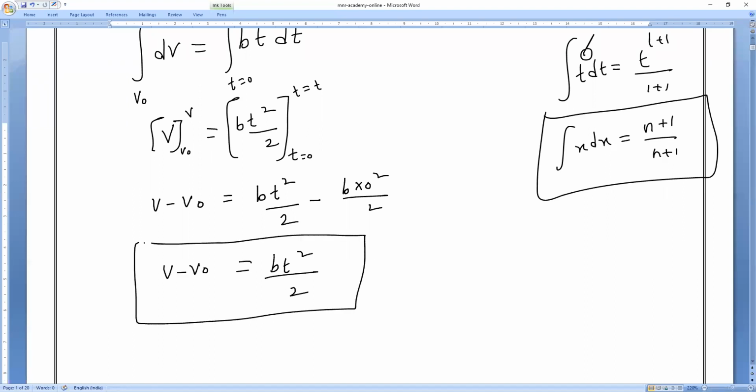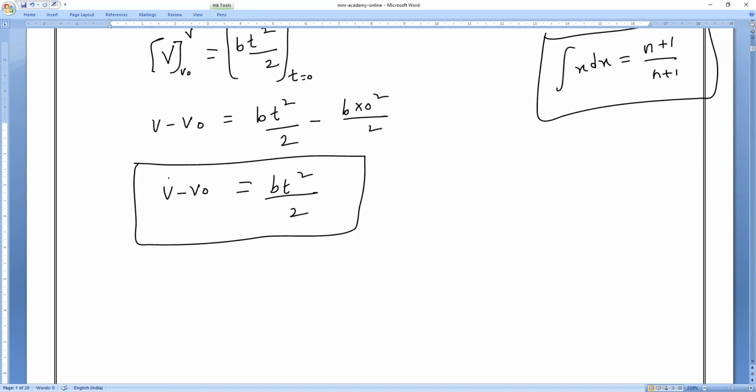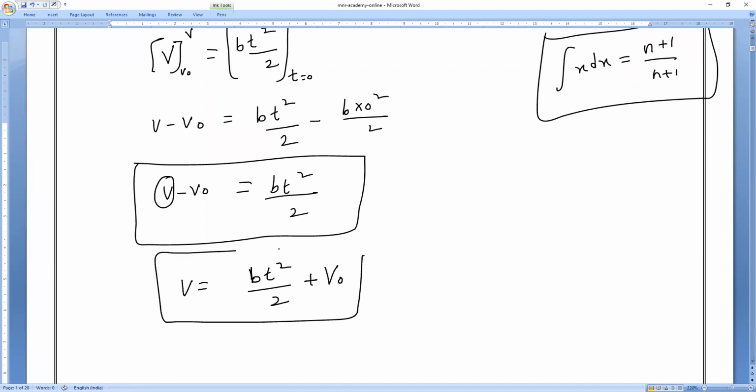Any doubt till here? You can ask. Clear? So we want v alone, the final velocity. So v is equal to b t square divided by 2 plus v naught. Now do we want velocity or do we want distance?